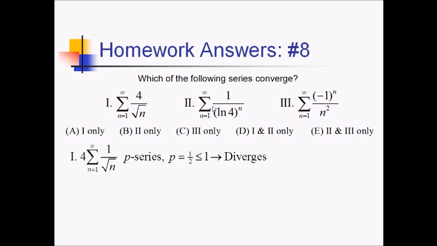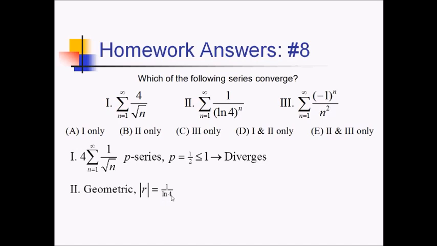This next one is actually a geometric series. ln of 4 is a constant being raised to an exponent. So since that's geometric, we look at the common ratio, which in this case is 1 over ln of 4, and that's the absolute value of the common ratio.